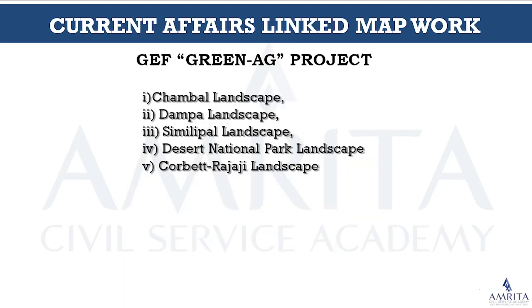Next one is Green AG project. It is a project in collaboration with Global Environmental Facility and Food and Agricultural Organization. It is mainly for transforming Indian agriculture. Apart from that, conservation of critical biodiversity and forest landscape. They selected 5 landscapes in India for this particular project. The first one, Chambal landscape, then Dhampa landscape, then Simlipal, then Desert National Park, then Corbett Rajaji.